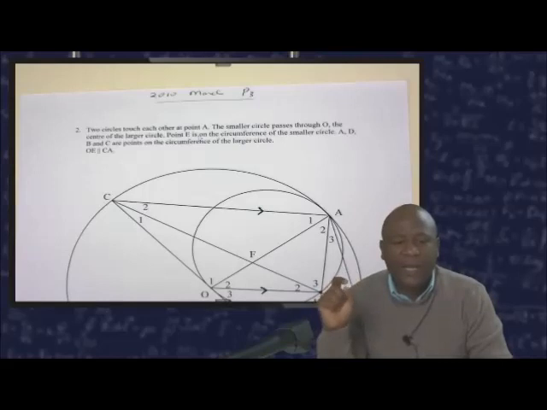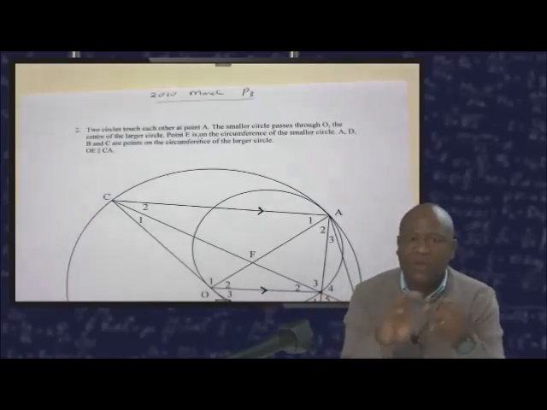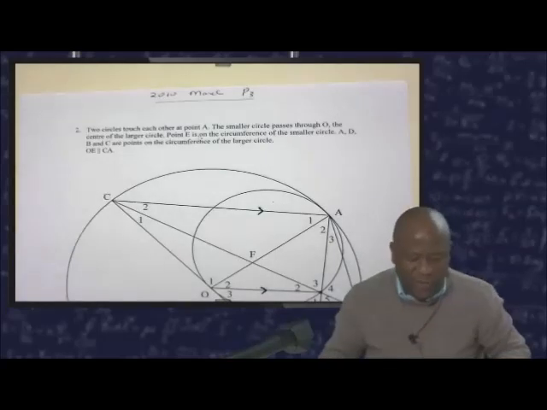Once you see parallel lines, what comes to our mind? Alternating angles are equal, corresponding angles are equal, co-interior angles are supplementary. When you add them, they are supplementary. Good. Let's look at this diagram.